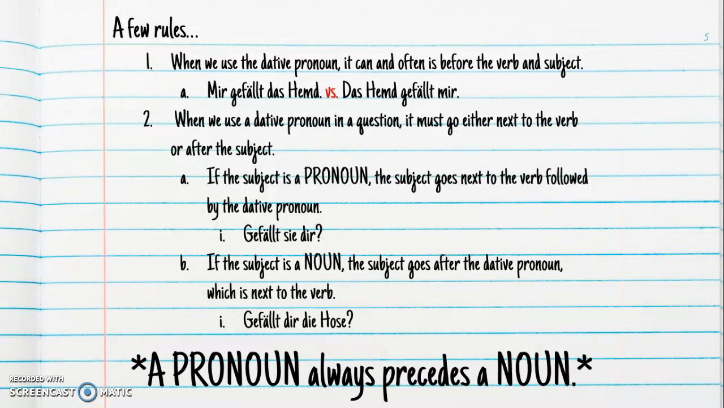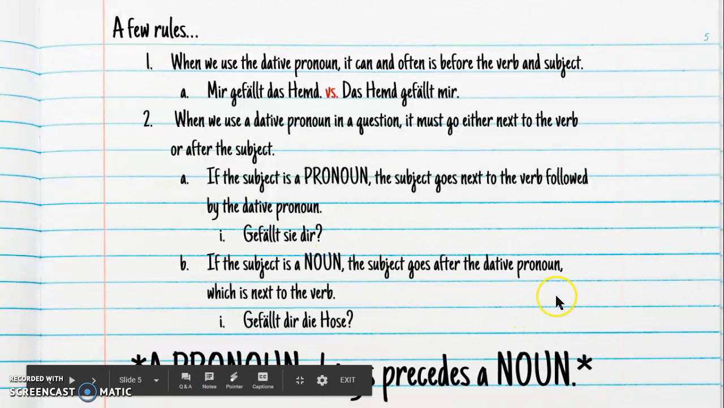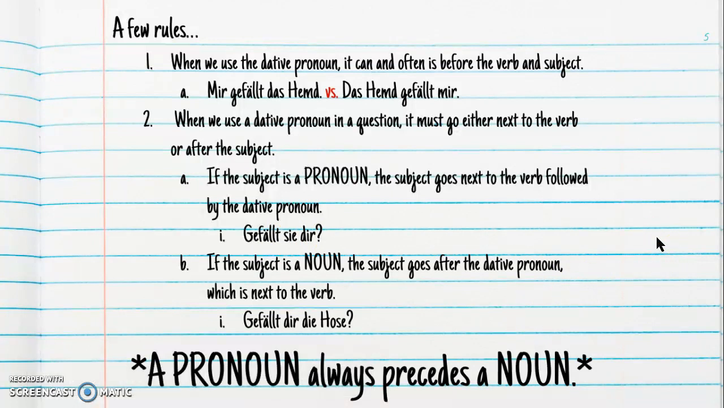And that's because we have a rule in German, and that is that a pronoun always precedes a noun. So when we're using two pronouns, we put the subject pronoun next to the verb. But when we just have one, that pronoun needs to come before the actual noun. Okay, so remember the rule, a pronoun always precedes a noun.